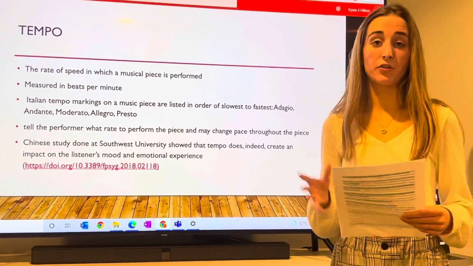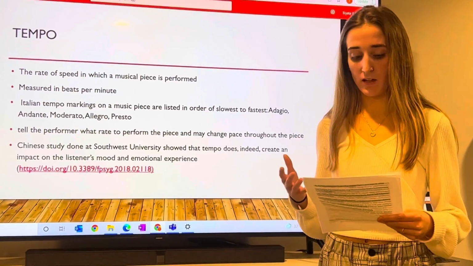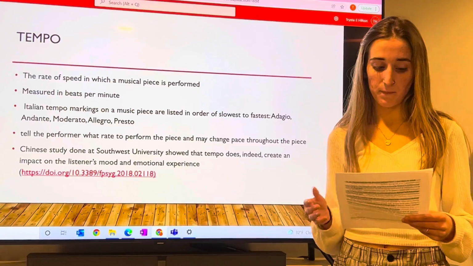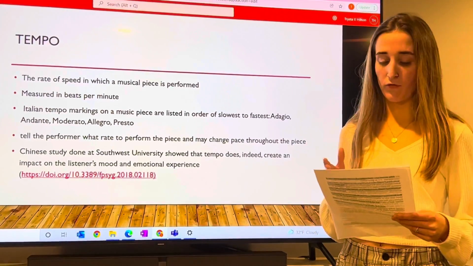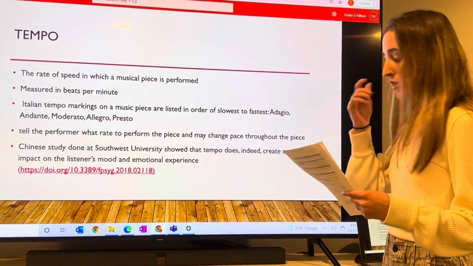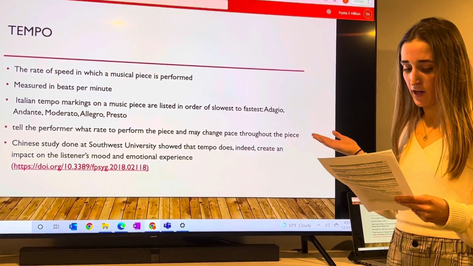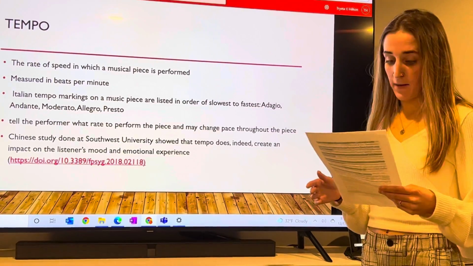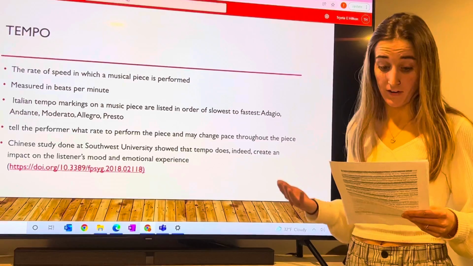Another tool used to create mood in the language of music is the tempo, or the rate of speed in which a musical piece is performed, which is measured in beats per minute. The Italian tempo markings on a music piece are listed in order from slowest to fastest. So we have adagio, which is very slow, andante, which is a moderate walking pace, moderato, which is a moderate pace, allegro, which is fast, and presto, which is very fast.